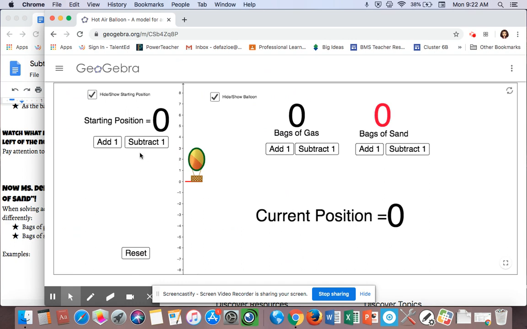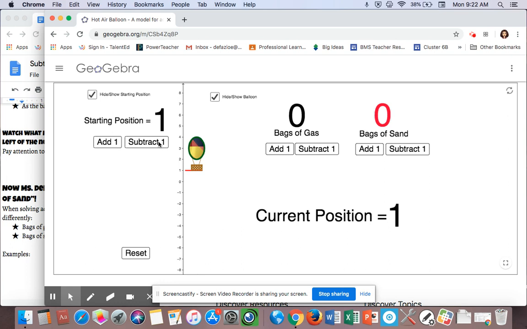So just to kind of get used to it, this hot air balloon, if I click add one, notice how the balloon went up one and the current position is 1. I add 3 more, 1, 2, 3. Now the balloon's at 4. My current position is 4. If I want to subtract 3, 1, 2, 3, notice the balloon moved back down to 1, and again, the current position is 1. So this current position here is going to match where the balloon is here, because that's its current position. That's where it is on the number line.